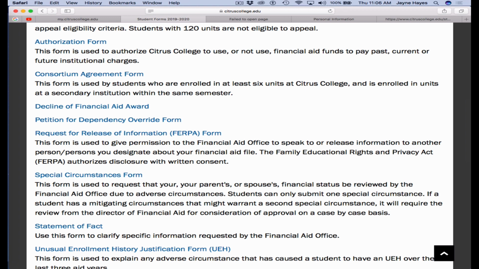And for the loans, there are increased amounts available for study abroad students because the cost of attendance increases as well. So the cost of attendance is going to be a little higher, a little different, and there are increases for the student loans. I'm going to go ahead and show you real quick. If we go back to the main page.